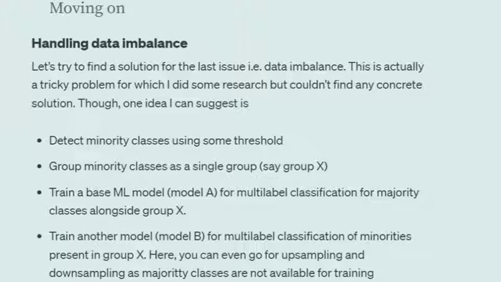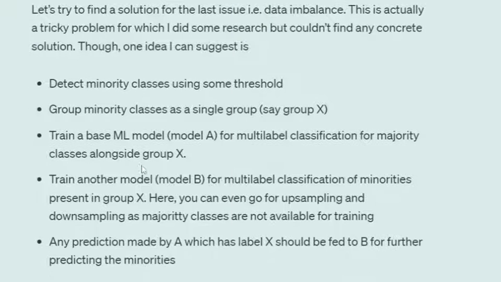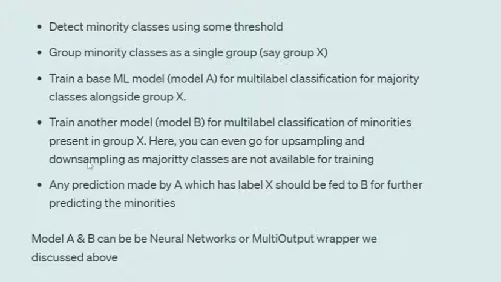Then we group these minority classes as one group, call it group X, for example. Now train the base model A on the majority classes and the group X. Basically, don't forget that group X is the combination of all the minorities. Now, once your model A is trained, train another model B just on group X. Don't include the majority classes. Eventually, using a combination of these two models, any prediction made by A which has label X should be fed to model B for further predicting the minorities from group X. That's it.